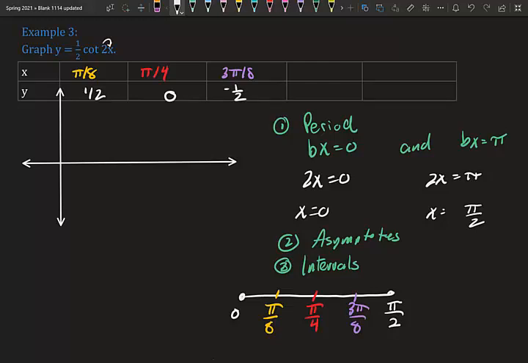So let's draw our intervals on our graph. We have pi over 8, then we have pi over 4, we have 3 pi over 8, and then we also have those values, our asymptotes, we have 0, and then pi over 2. So we have asymptotes at 0, and then we have asymptotes at pi over 2.